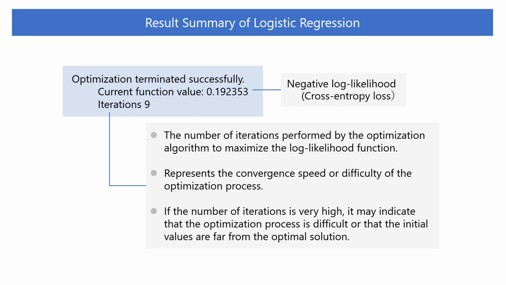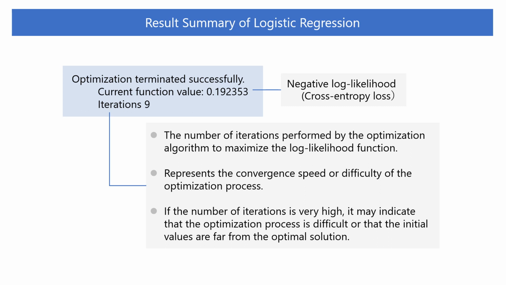When logistic regression analysis is performed using statsmodels, the first part of the output result looks like this. The current function value represents the value of the negative log likelihood function calculated based on the model fitted to the data. That is, it corresponds to the cross-entropy error. Since the cross-entropy error is a loss function of the logistic regression model, the smaller this current function value is, the more accurately the model represents the data.